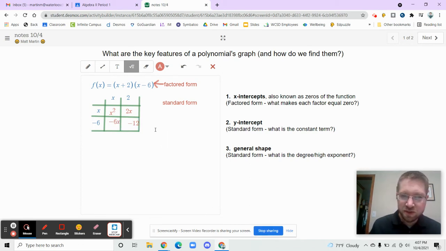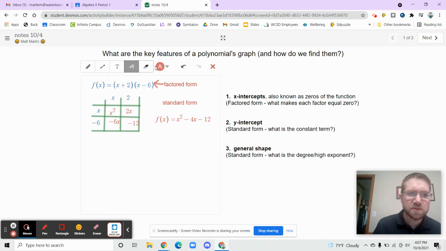If I put those terms together, the like terms in particular, I could write this as x squared minus 4x minus 12, all things said and done. That's standard form. Now that I've got it in standard form, let's go back and look for some of these things.